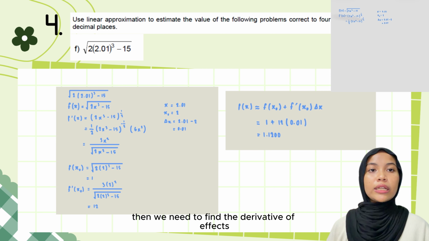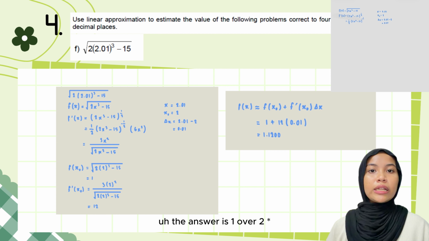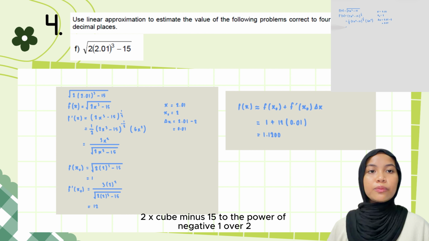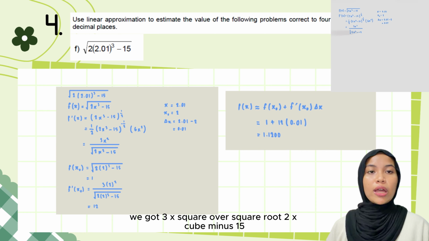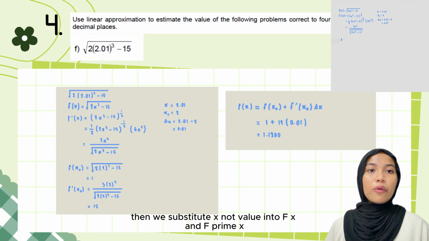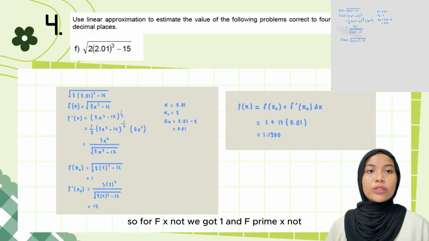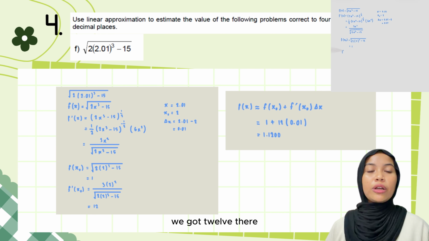Then we need to find the derivative of f(x). The answer is 1/2 times (2x³ - 15) to the power of negative 1/2 times 6x². So we can simplify it, and we get 3x² over the square root of 2x³ minus 15. Then we substitute the x0 value into f(x) and f'(x). So for f(x0), we got 1, and for f'(x0), we got 12.